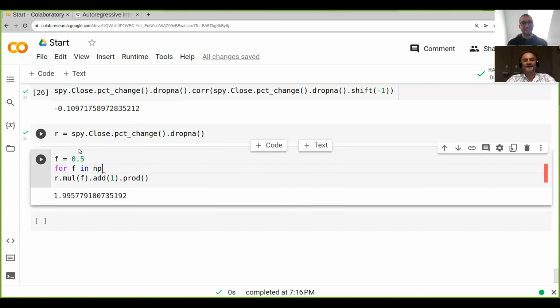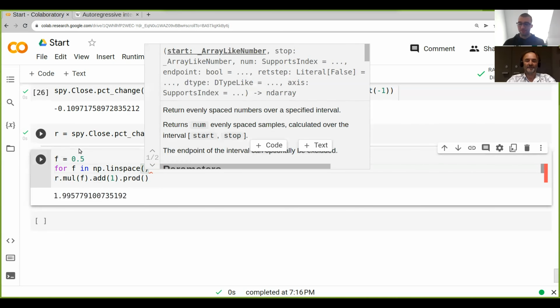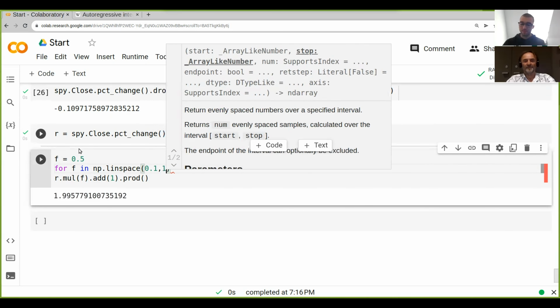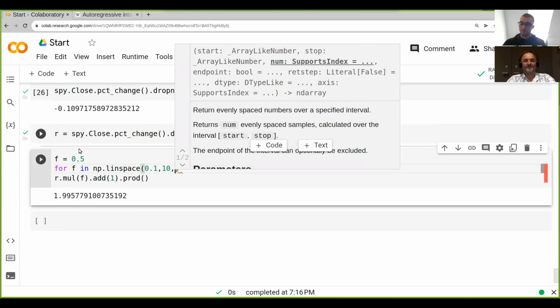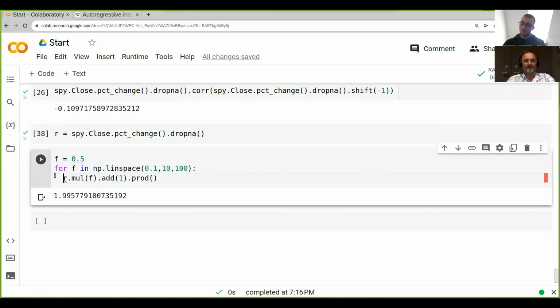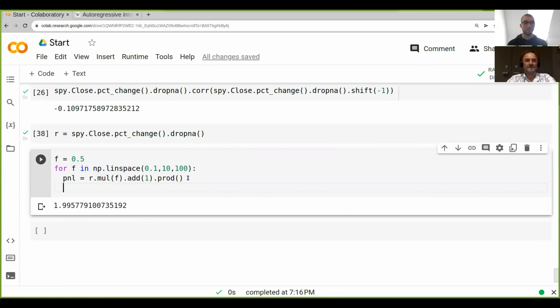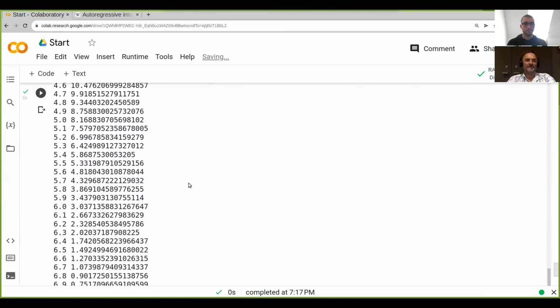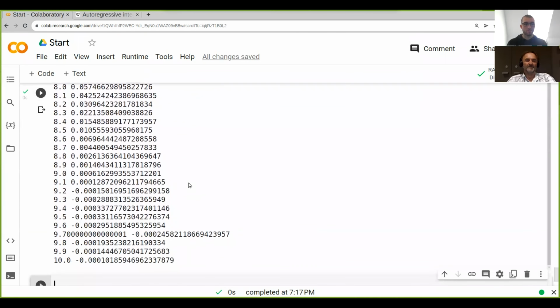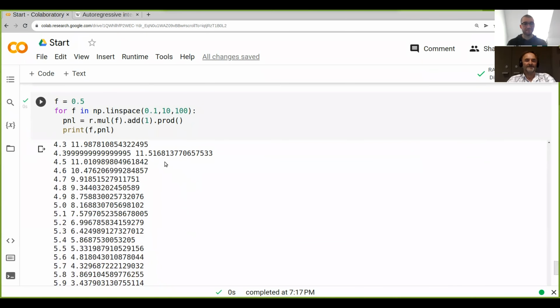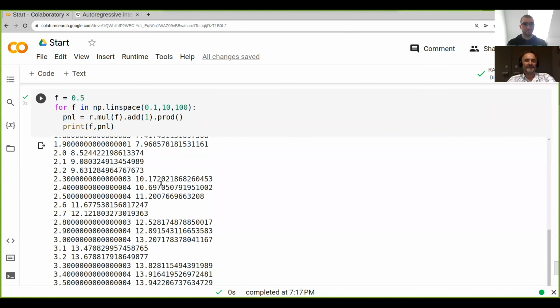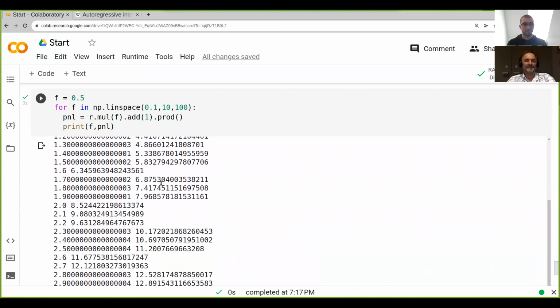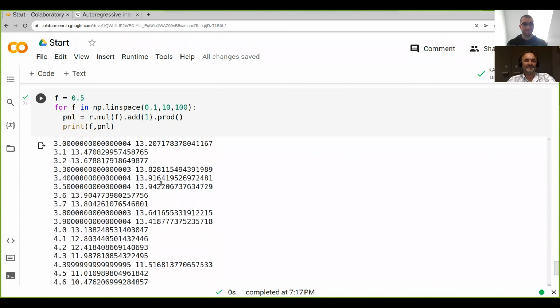NumPy linspace. So let's go, say, from 0.1 to 10, and we do this in 100 steps. And we go P and L, and then we print F and P and L and run it. And so look at this. It's interesting, isn't it? It actually goes up and then it comes back down again.